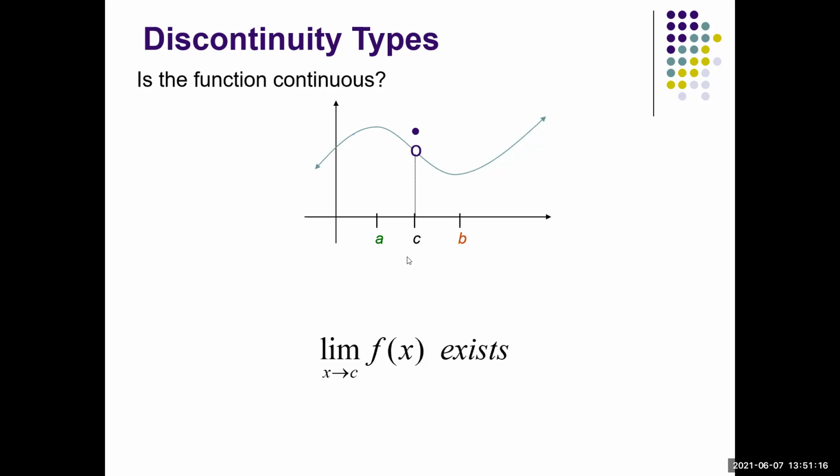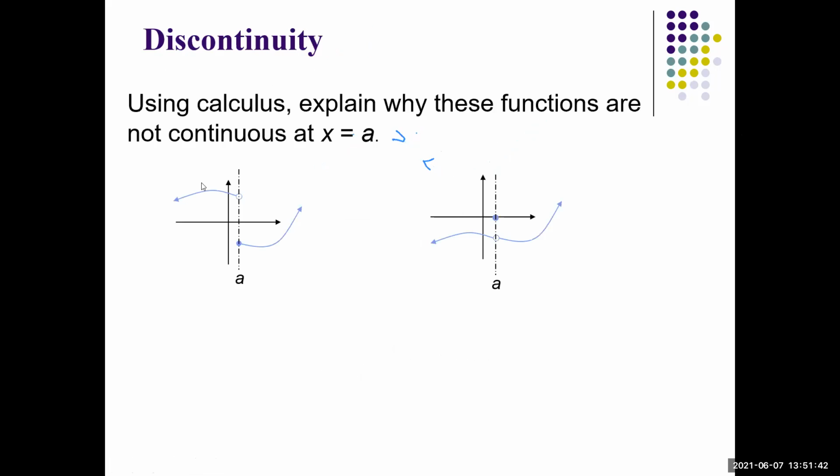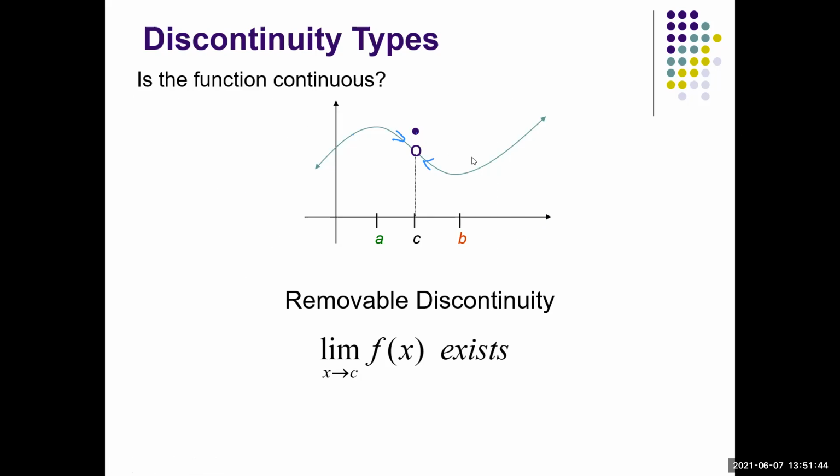Now in this case, notice that the limit exists because the limit from the left of c and the right of c approach the same place. It's closing this hole. However, the function value is different. The function value is up there. So that's why it makes the function discontinuous, because there's the hole there.